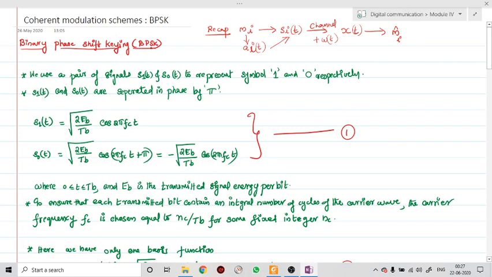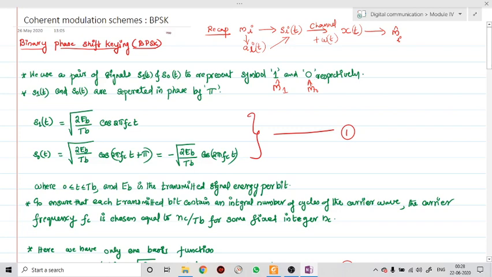So what is a BPSK signal or BPSK modulation scheme? I have a symbol MI to transmit. Here what are the symbols that I have? I have only two symbols. That's why it's called binary phase shift keying. I have only two symbols to transmit, M1 and M0. This is my symbol M1, this is my symbol M0.